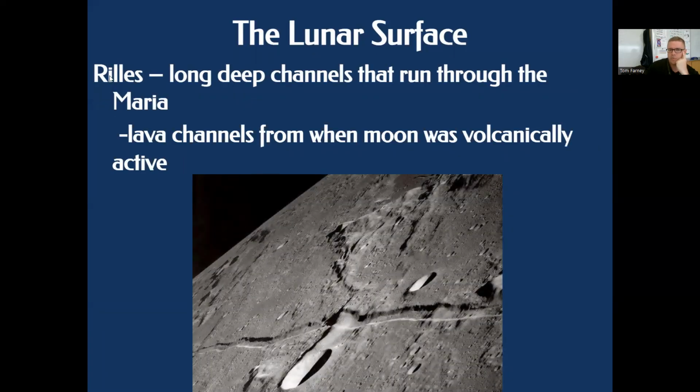Rilles, however you want to pronounce it, are long, deep channels that run throughout the Maria. So right here, running sideways across the picture, is that long, deep channel that was once a lava channel from when the moon was volcanically active. So that channel probably is home to some lava rocks, and it's probably about 4 billion years old also.